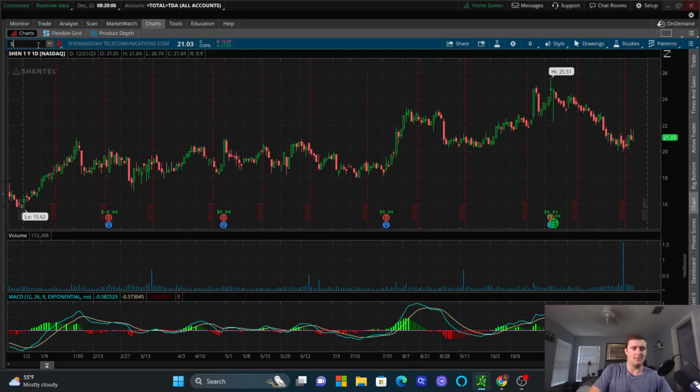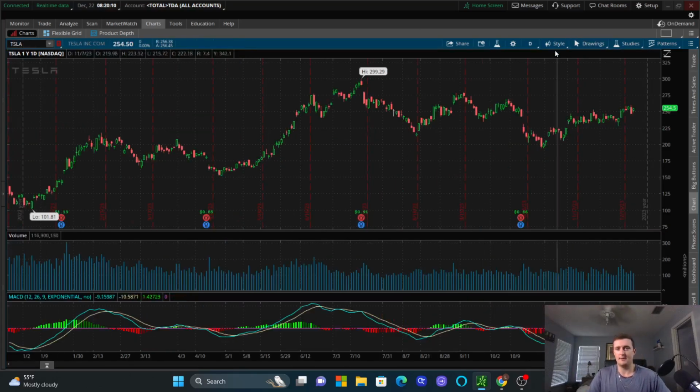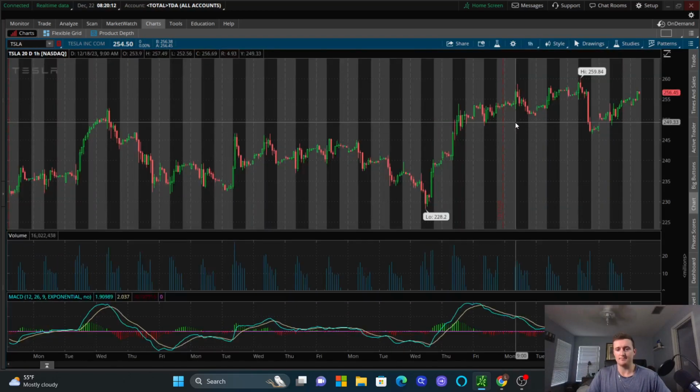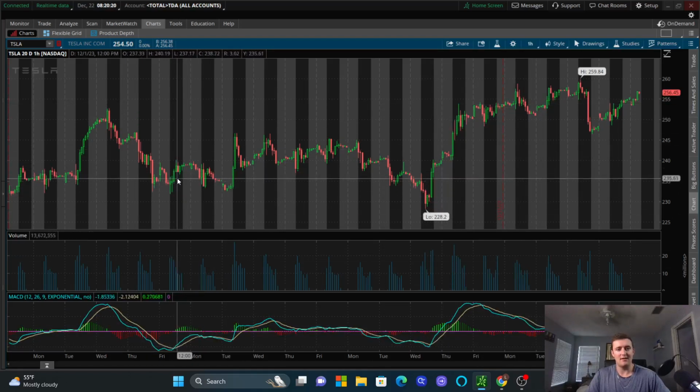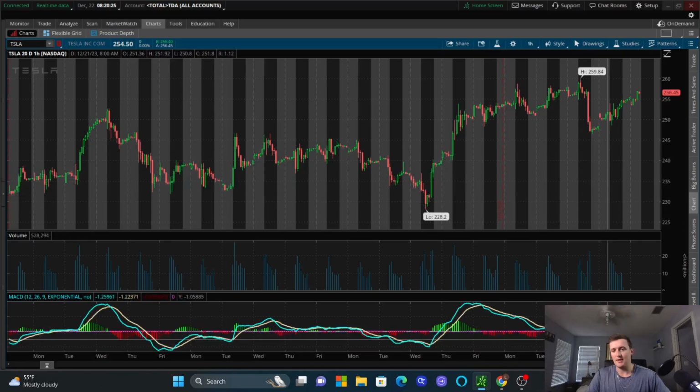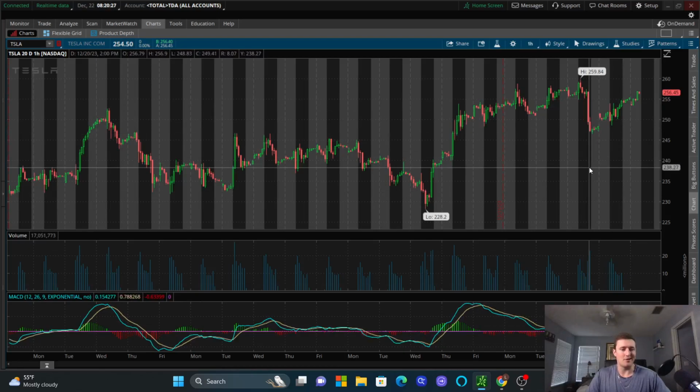So if we go back to a popular stock, let's do Tesla. 20-day 1 hour. It shows you different mini swing opportunities. Like right here, we had that cross, and bam, we shot up and kept going. We had a cross right here. We started going flat. We had another cross, and bam, shot up. Right here, we got a cross, and it shot right back up.